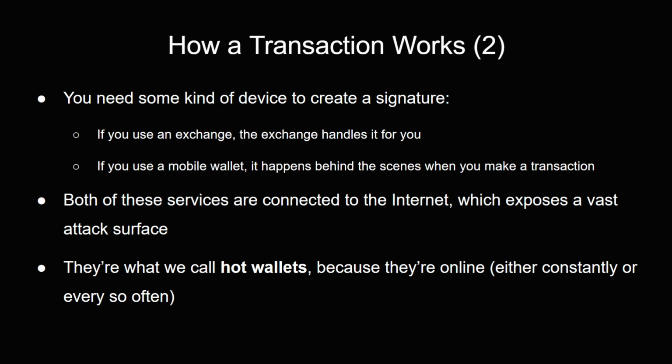Now, both these services are good, but they're connected to the internet, which exposes a very big attack surface. Cryptocurrency is very attractive to malicious actors because it's highly liquid. It's easy for them to sell. With very little effort, you can obfuscate the funds or the source of the funds. And of course, once you make a transaction, you can't undo that transaction. So these are what we call hot wallets because they're online. And it doesn't really matter whether they're constantly online or whether they just come online every so often. They're both vulnerable to those same kinds of attacks.